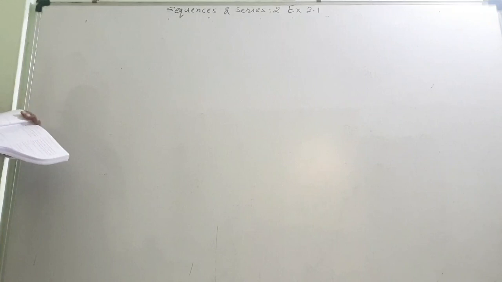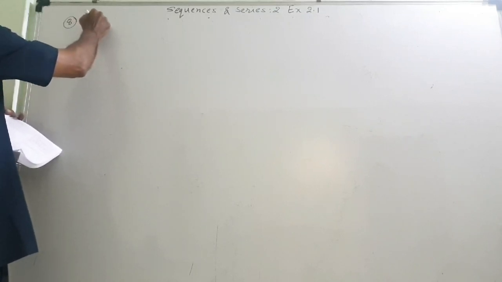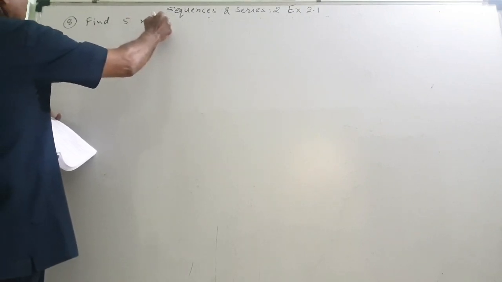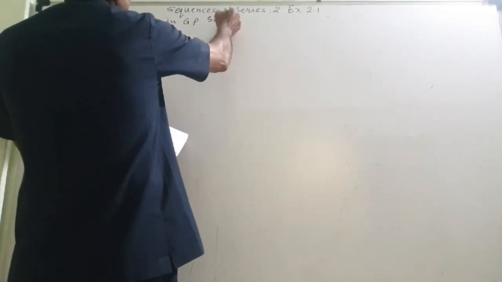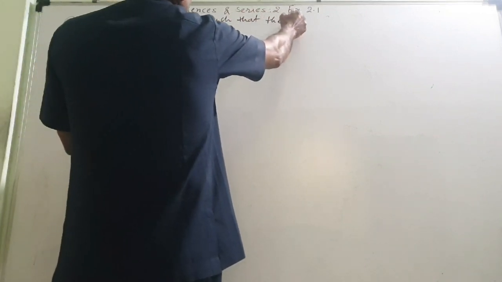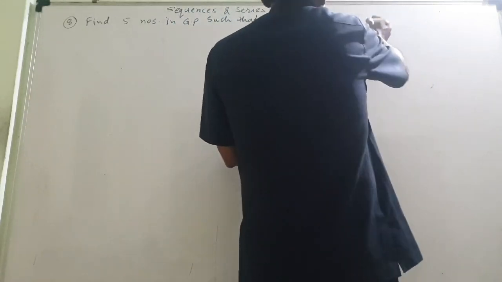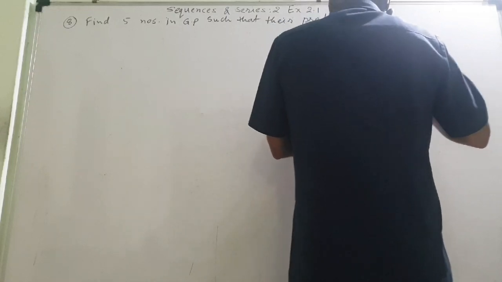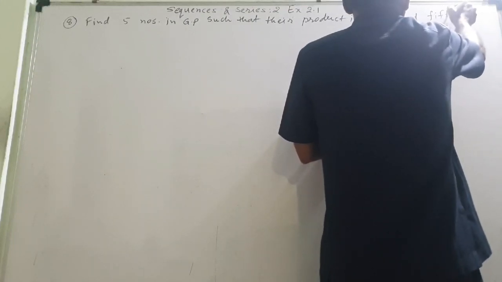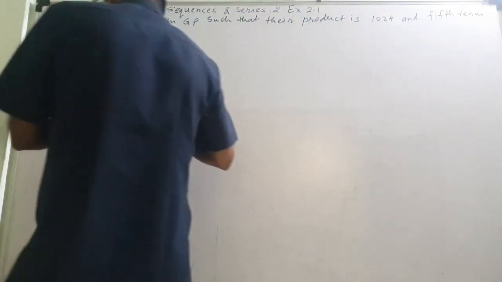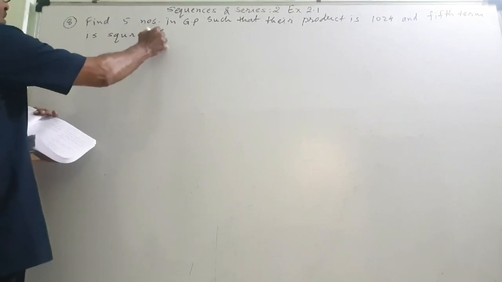Now the 8th question. Question 8, find 5 numbers in GP such that their product is 1024 and fifth term is the square of the third term.